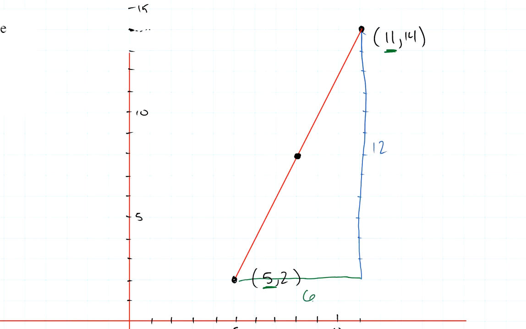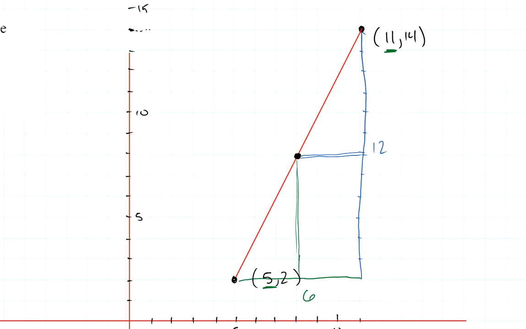So instead of going all 6, I started at this point 5, 2, and I increased the x value by 3, which brought me to 8. Then I increased the y value by only 6, which brought me up to 2 plus 6, which is 8 also. So this is the midpoint, and looking at this, it definitely is the midpoint.